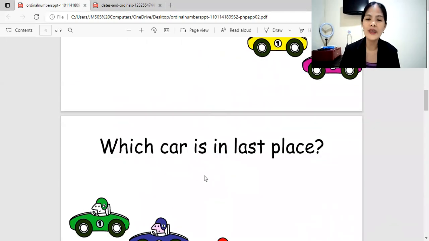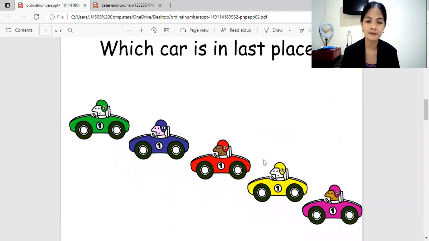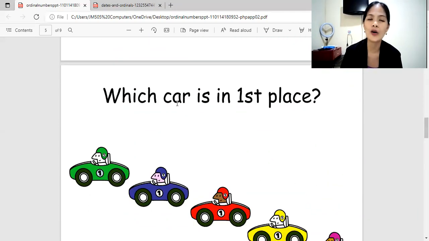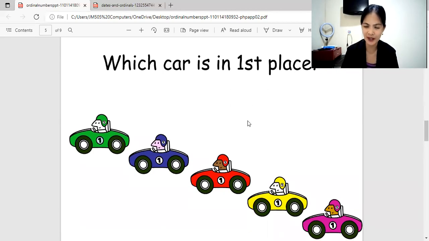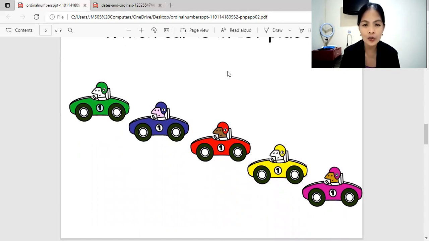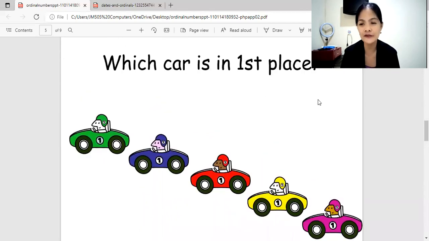And next, which car is in the last place? What color? Which car is in the last place? The green, the blue, the red, the yellow, or the purple? Very good. The purple. And how about this? Which car is in first place? Which one? Green, blue, red, yellow, or purple?